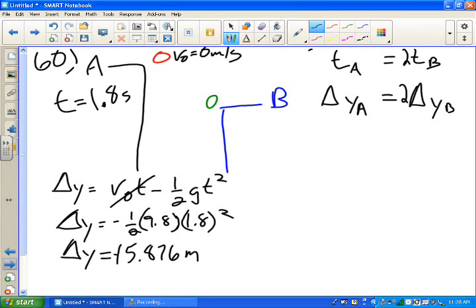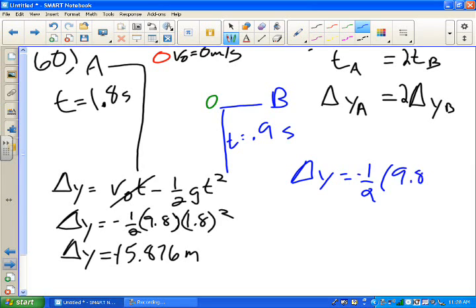It's a negative 15.8 because that's the direction the object falls, but the height of the cliff is 15.876 meters. Now, 1/2 of that time is 0.9 seconds. So I would use the same equation for cliff B, but instead I would put in 0.9 seconds. So I have to square the 0.9. Now 0.9 squared is 0.81.